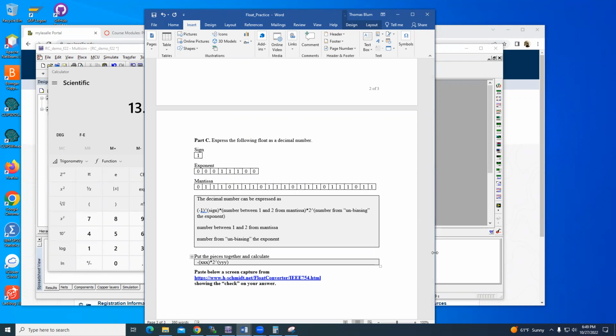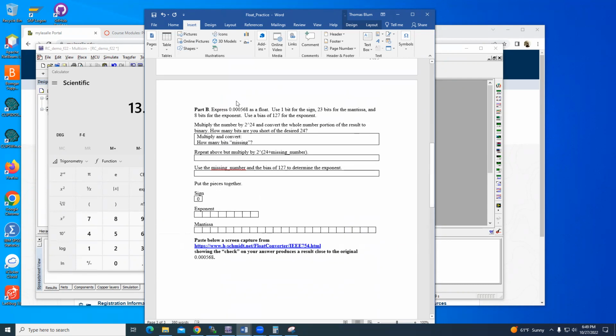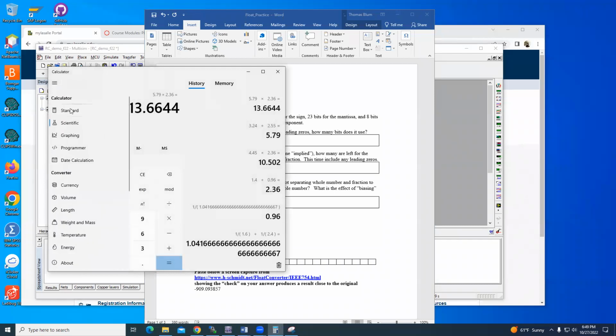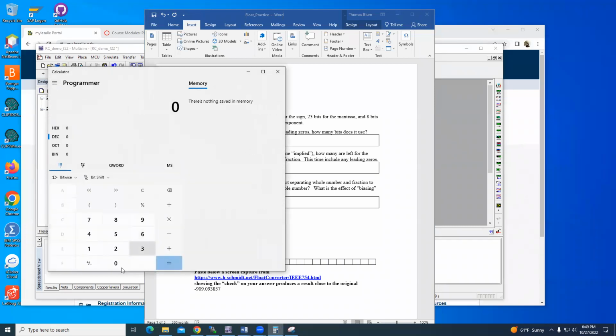This is me telling you when you're running out of time on the test, get the sign points. There's nothing to it. If it starts with a 1, it's negative. If it's positive, it's a 0. If it's negative, it's a 1. Okay. Let's do 909 on the calculator in programmer mode. 909, and here it is.